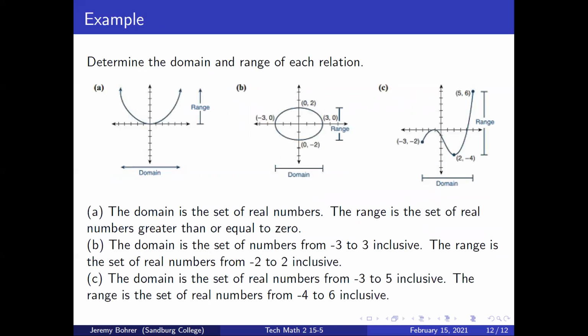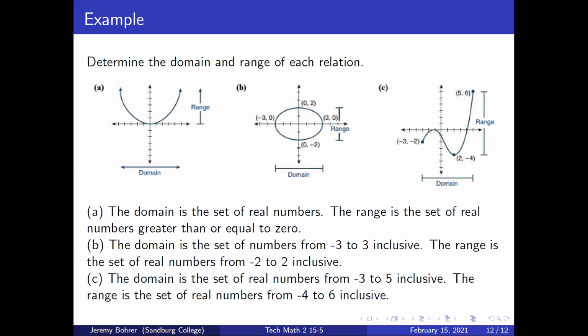Determine the domain and range of each relation. For A, the domain is the set of real numbers. The range is the set of real numbers greater than or equal to 0. For B, the domain is the set of numbers from -3 to 3 inclusive. The range is the set of real numbers from -2 to 2 inclusive.